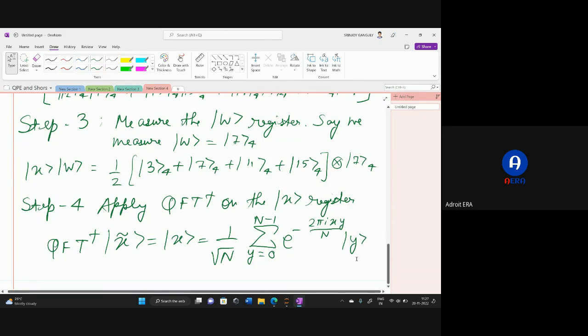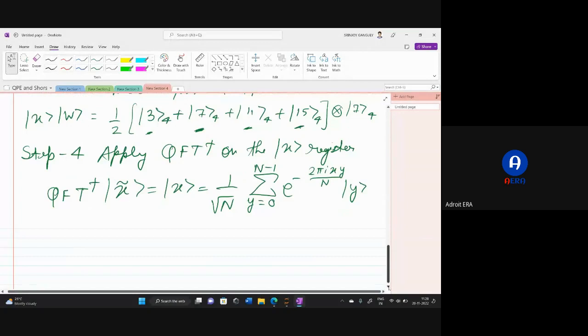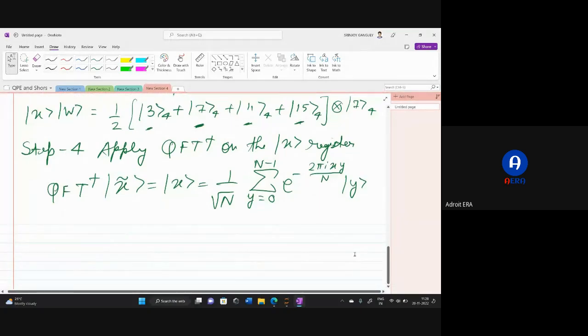This is the formula for QFT dagger, and now we are going to apply QFT dagger to each of these terms. Look at this, each of these terms: ket 3, ket 7, ket 11, ket 15, right? We are going to apply it to each of these terms, and then we are going to write them together basically. Okay, so let us do that one by one. We are just going to apply the formula.